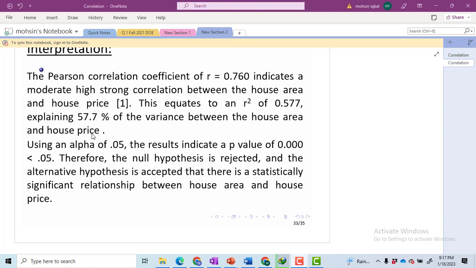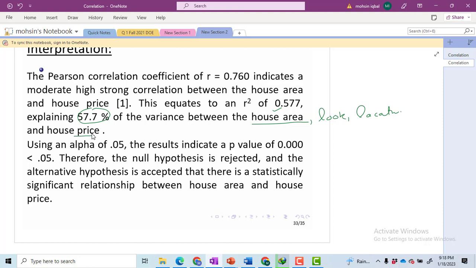In non-technical words, in layman's language, we can say that house price depends upon a lot of factors. Of all those factors, the house area is a factor that explains 57.7% of the variation in the price of the house. Maybe it depends upon the look of the house, the location of the house, too many factors. This one factor is contributing 57.7%.